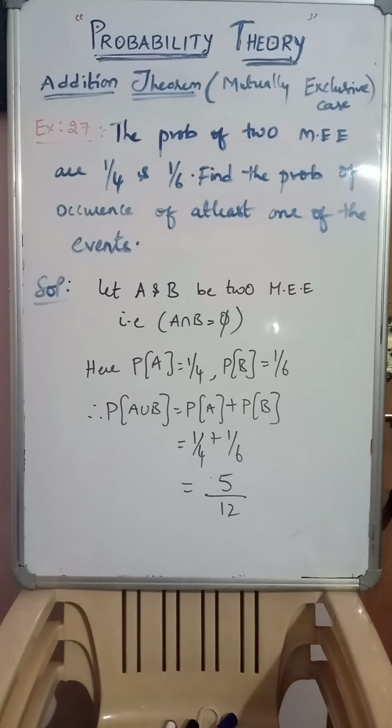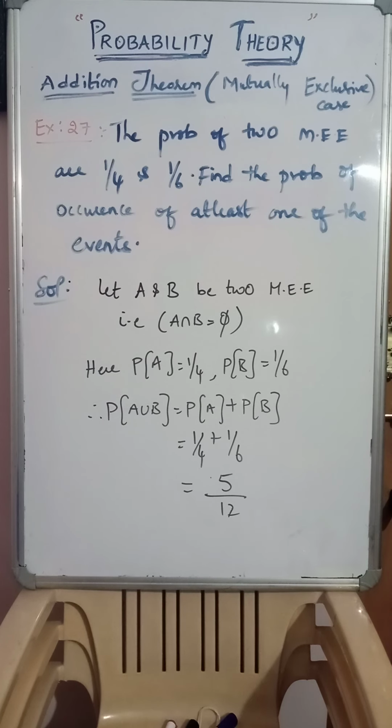Occurrence of at least one of the events means A or B. Remember, occurrence of at least one of the events, either A or B. That is the question. And the solution: first of all, two mutually exclusive events are given. Let us consider they are A and B, right?